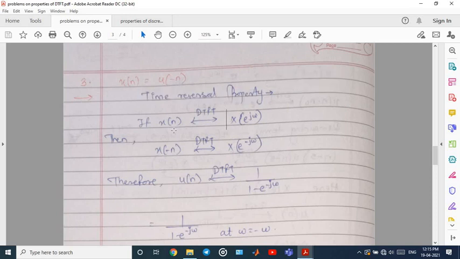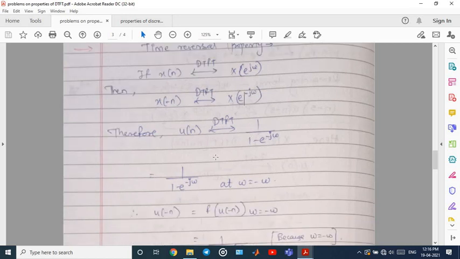Now the property states that if the DTFT of x of n is X of e to the power j omega, then the DTFT of x of minus n is X of e to the power minus j omega. So if there is a reverse in the x of n, there will be a reverse in e to the power j omega. This j omega will become minus j omega. We already know that.